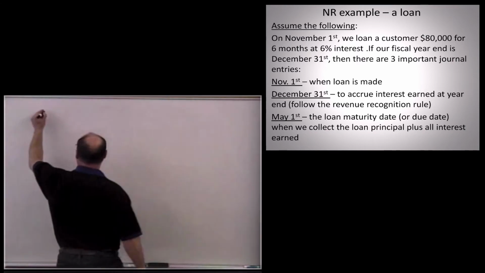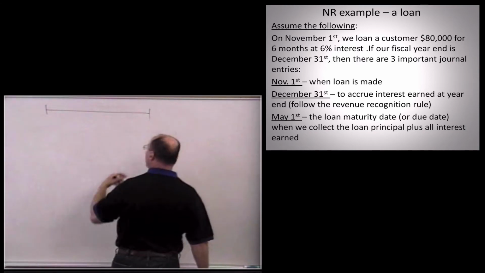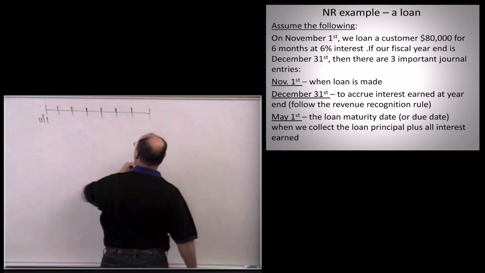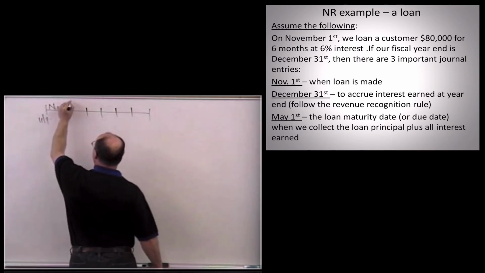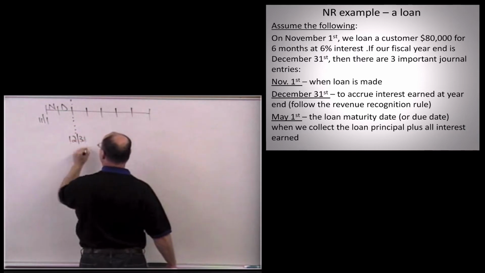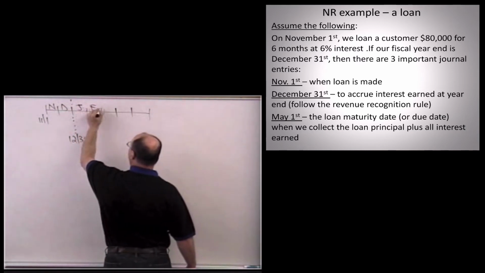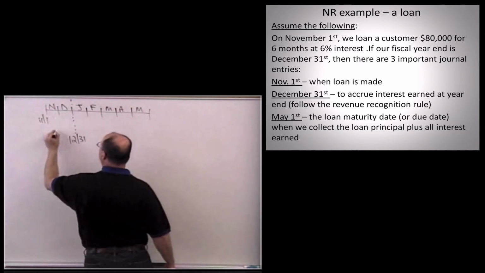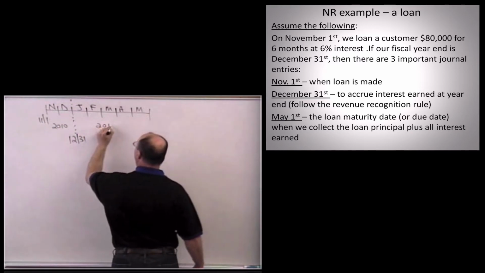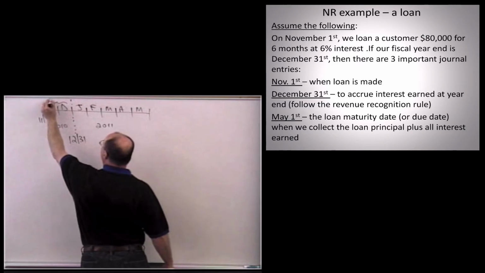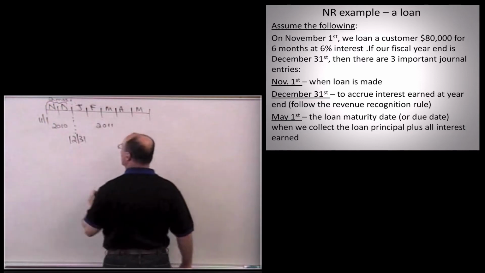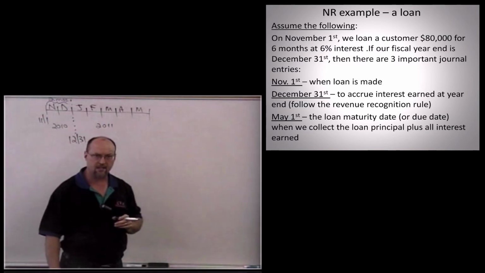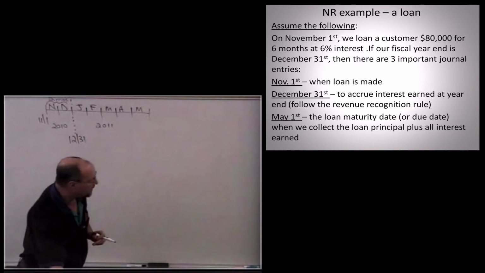Okay, so let me create a timeline. As you can see, I like to use these. They provide a good visual. Here's November 1st. November, December, January, Feb, March, April, etc. Here's November, here's December, here is the end of the year, December 31st, January, Feb, March, April, May. Okay, so in the year 2010, 2011, we will have earned 2 months interest. Hopefully you can see that. So we have to accrue 2 months interest at the end of the year. So we need to calculate how much is 2 months interest.